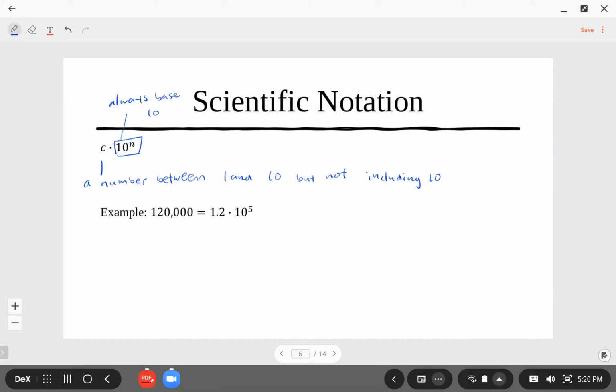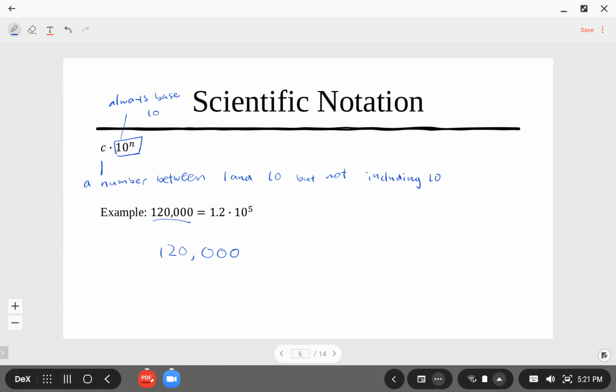And to simplify a number or put a number into scientific notation, this is what it looks like. So 120,000 equals 1.2 times 10 to the 5th. Let me show you step by step how we get that. So we have this number, 120,000. So first we need C to be a number between 1 and 10, but not including 10, right?